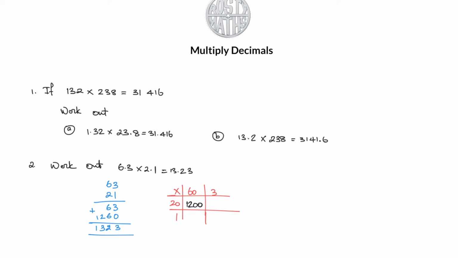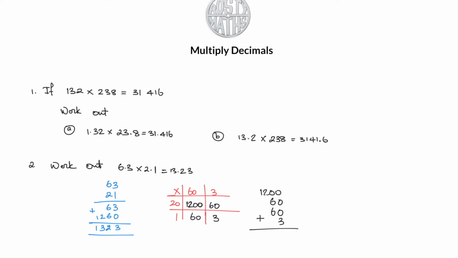Then 2 times 3, that's going to give me 6. But because this was 20, I need to add a 0 here to become 60. And then this one's easy now. 1 times 60 over here, that's going to be 60. And 1 times 3 is 3. And if you haven't guessed it, yes, we need to add it all up again. So 1200, 60, oopsie, not 600, 60, and then 60 again, and then 3.